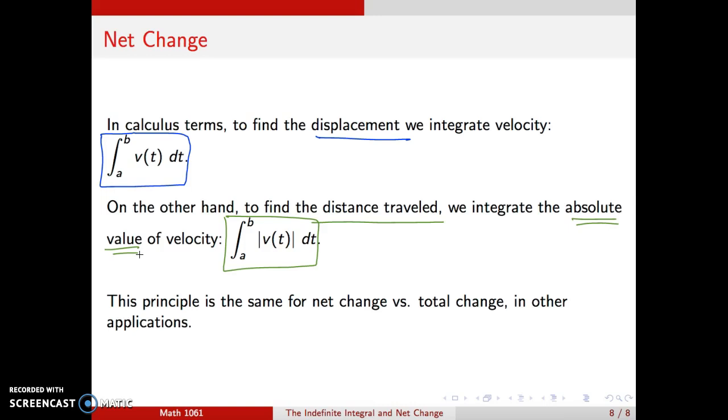This idea is going to be the same for all sorts of applications: net change versus total change. For the net change, we just integrate the function. For the total change, we're going to integrate the absolute value of the function.